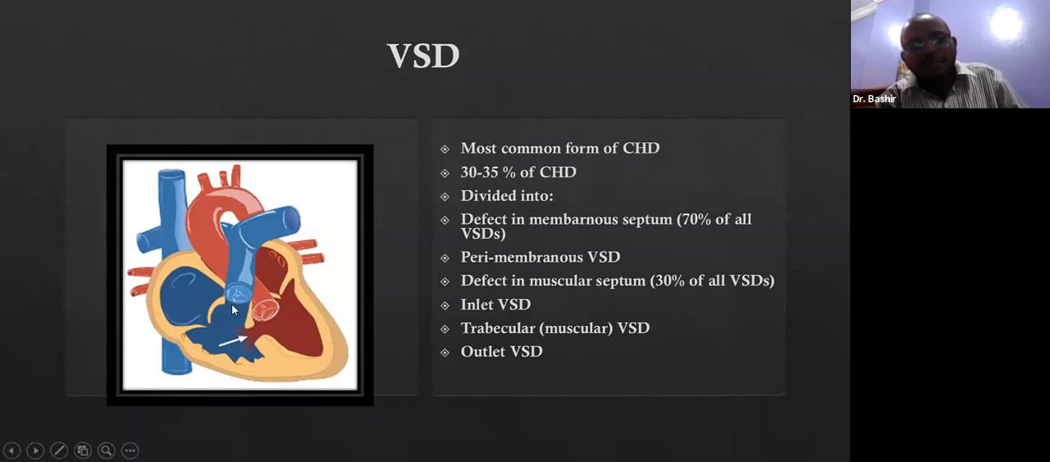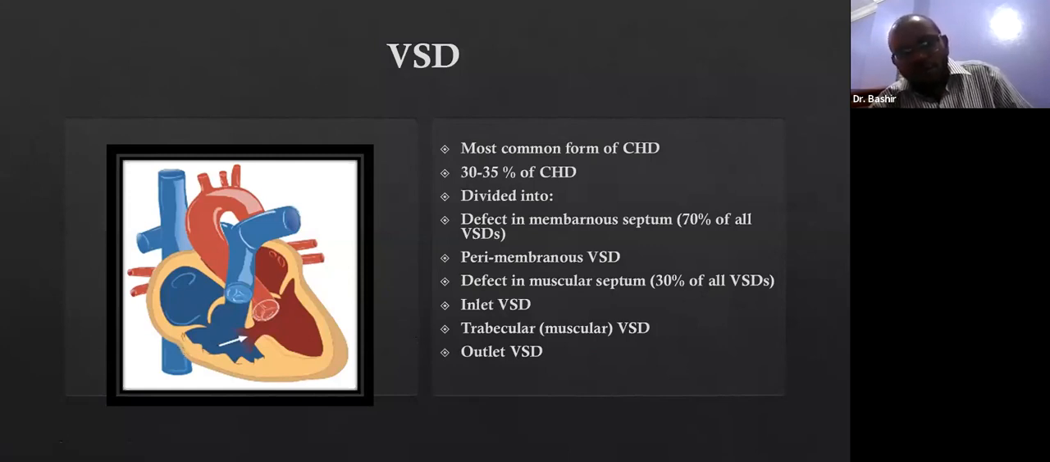There is a rare type of VSD called inlet VSD, just below the tricuspid valve and the mitral valve. It is called inlet. This one is associated with Down syndrome, and sometimes associated with AVSD, part of the AVSD. Trabecular, this is the muscular, either anterior or posterior. And the last one is the outlet VSD. Outlet means near the outlet of the ventricle, near the pulmonary valve or the aortic valve, or below both of them. This is called outlet VSD.